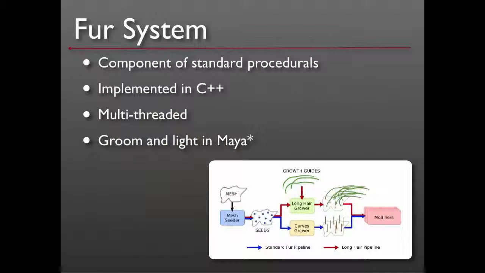So, basically, our first system is a component of the standard procedural. Like you saw before, you're just adding modifiers to the procedural. One of the modifiers could be the first system. It's implemented pretty much entirely in C++. The UI is all in Python, and it's similar. It uses most of the parameter UI that you saw before.